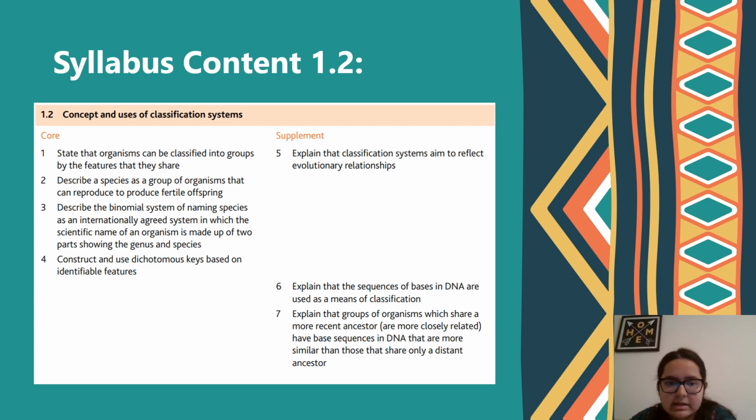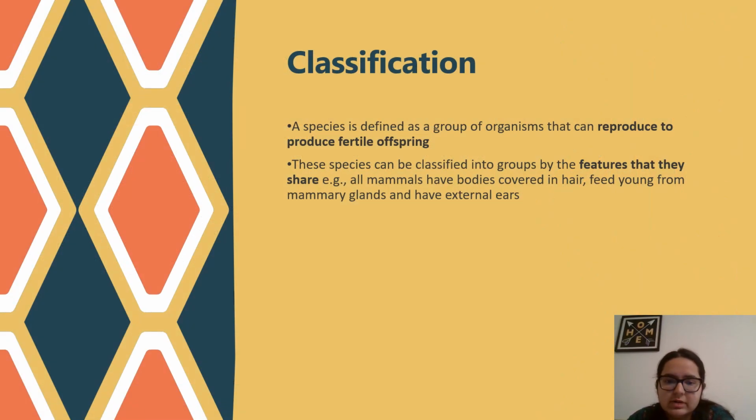So this is syllabus content 1.2, in which we learned how organisms are classified and what species are. We also learn about the binomial system and how to use dichotomous keys and DNA. How does DNA help in classification? So let's have a look at the definition of species. Species is defined as a group of organisms that can reproduce to produce fertile offspring.